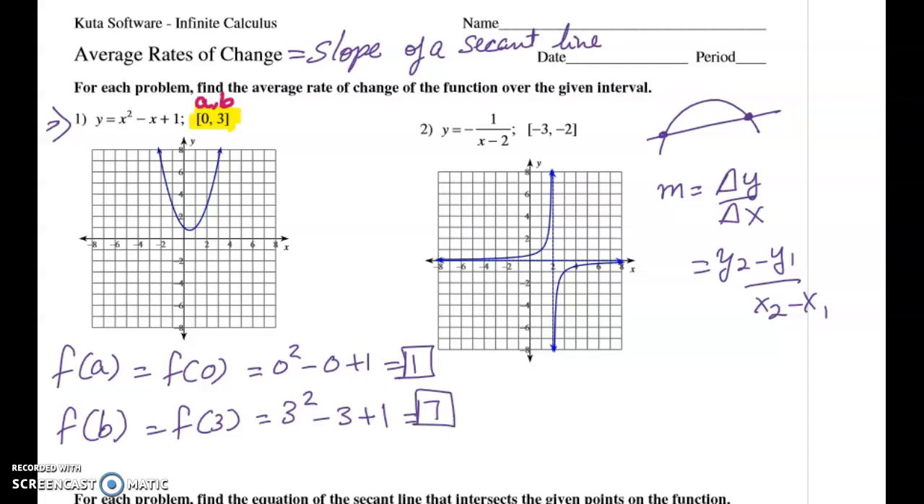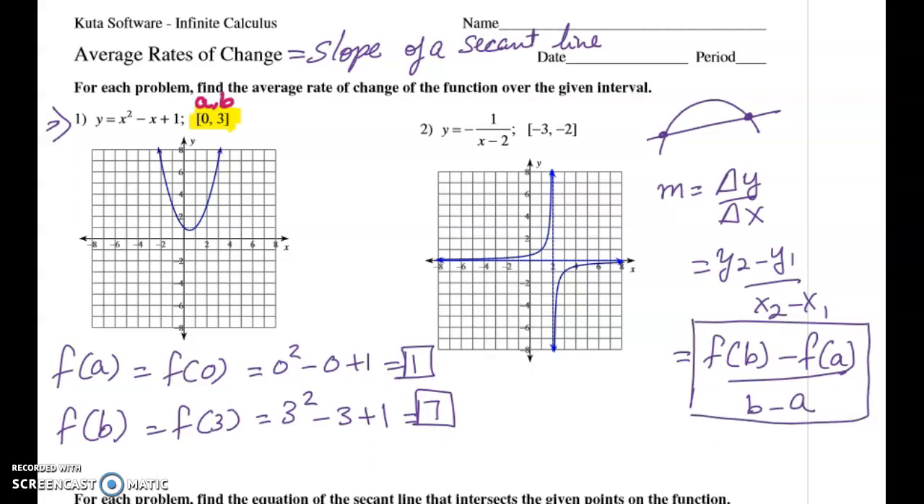Now we have f(a) and f(b). They are nothing but our y2 minus y1. So instead of writing y2 minus y1, we write f(b) minus f(a), and because x2 minus x1 are nothing but b and a, we have b minus a. So this is what we are trying to define. Now let's plug in the values and find the slope. f(b) is 7, f(a) is 1, divided by 3 minus 0, and you will get 6/3, which is nothing but 2. This is what we are looking for.